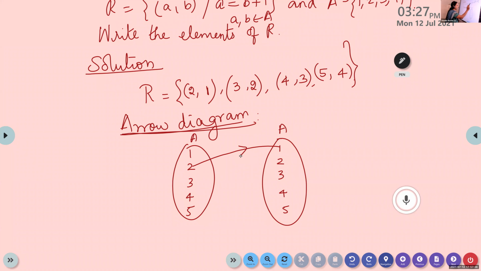If you take the element 3, 3, 2 is there. So 3 will be mapped onto 2 under the relation R. 4, 3: so 4 will be mapped onto 3. 5, 4: 5 will be mapped onto 4. Is it okay? The same relation we are representing using the arrow diagram. Is it clear, children?